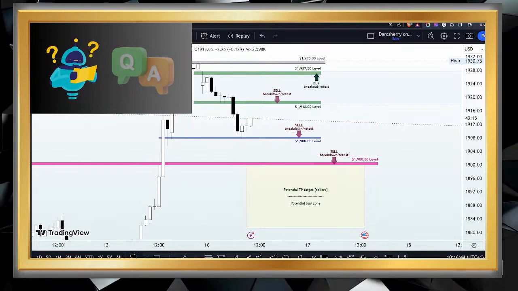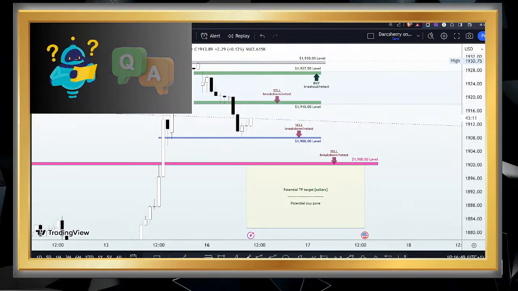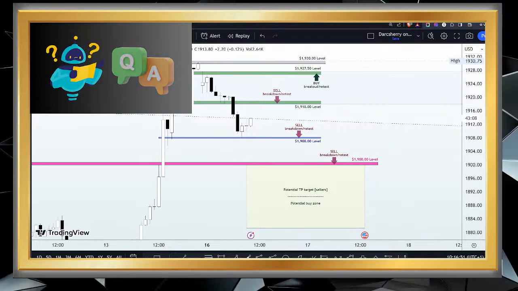So okay, you dropped another one here. Do we need to buy since the price is above the key level, or do we need to sell adhering to higher time frame?